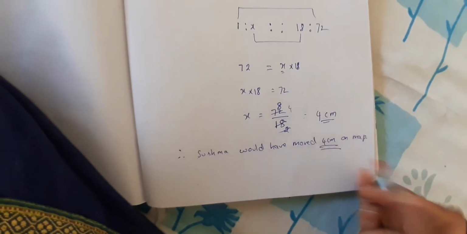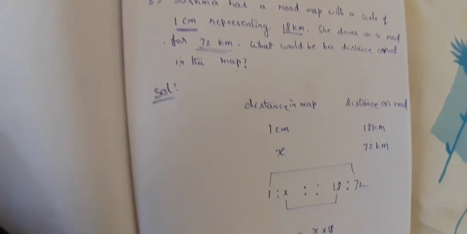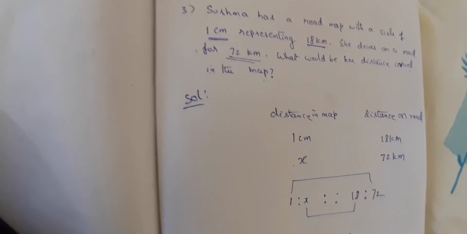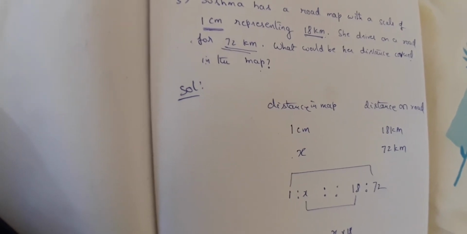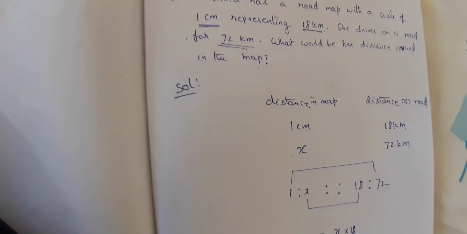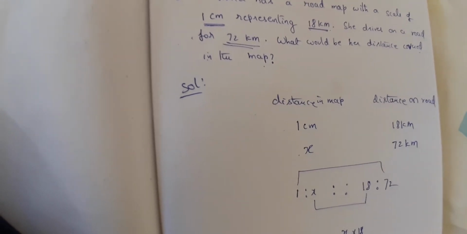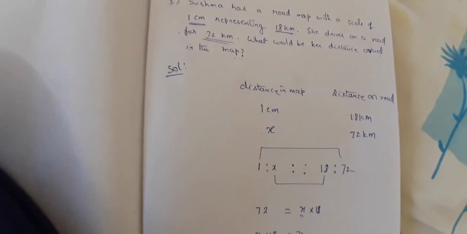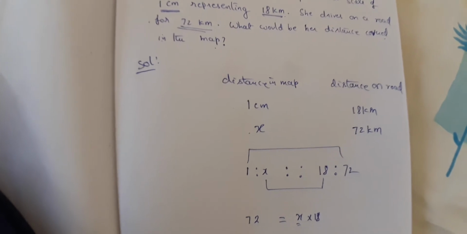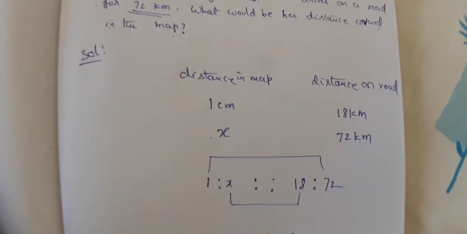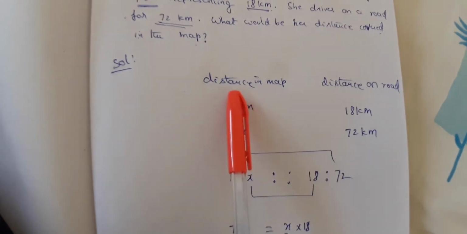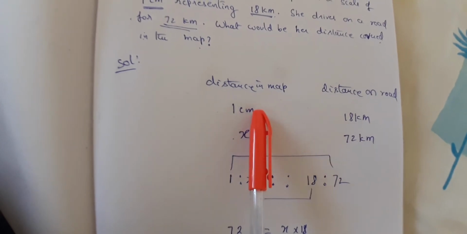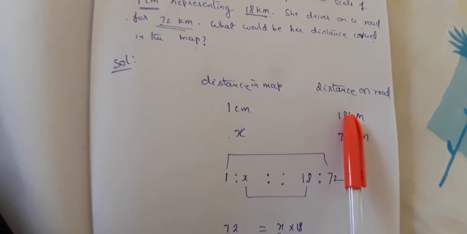Very good. Excellent. Okay, let us see what we did. Very simple, right? If you understand the ratio concept, this is the easiest chapter. If you don't understand the logic, however many times you do it, you will make mistakes. So please take the concept clearly into your minds, children. Now distance in map, we made one column, distance on road, one column, and took corresponding values. For 1 centimeter, you can't equate 72 kilometers. Remember that. 1 centimeter corresponds to 18 kilometers.